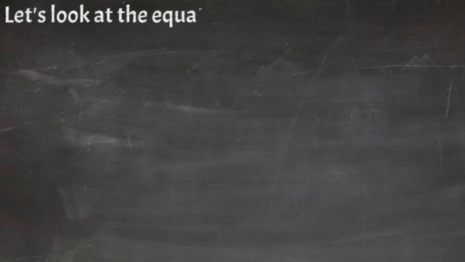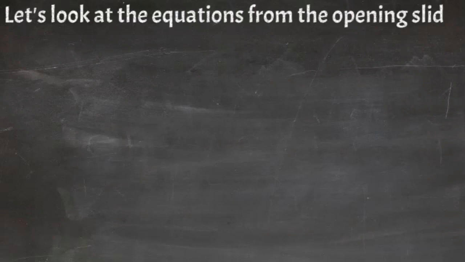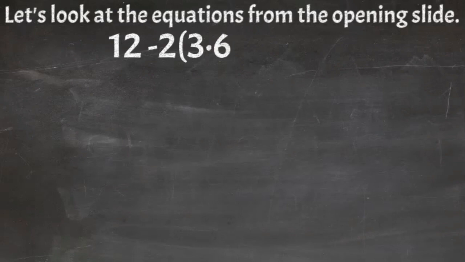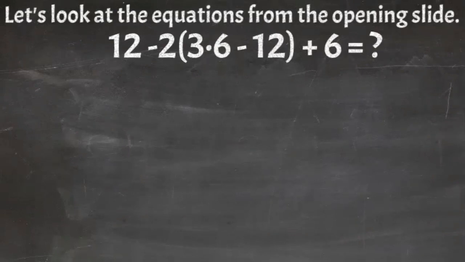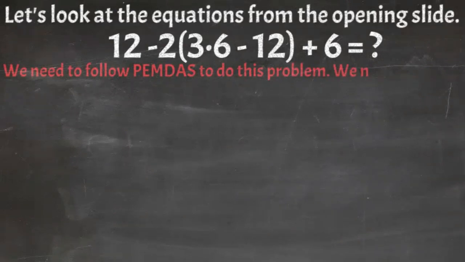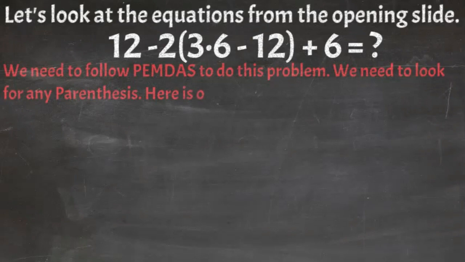Let's look at the equation from the opening slide. 12 minus 2 times the quantity 3 times 6 minus 12 plus 6. When I say the quantity, that means a parenthesis. We need to follow PEMDAS to do this problem. We need to look for any parentheses. The first letter of PEMDAS is parentheses. Here is one right here.